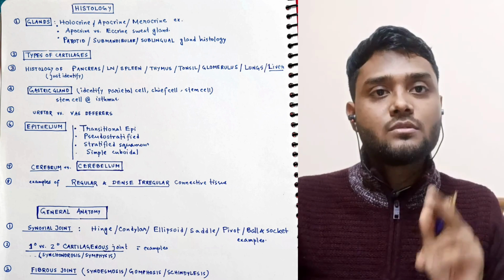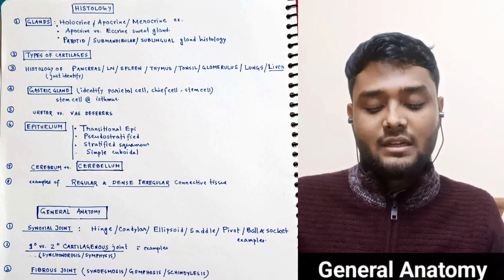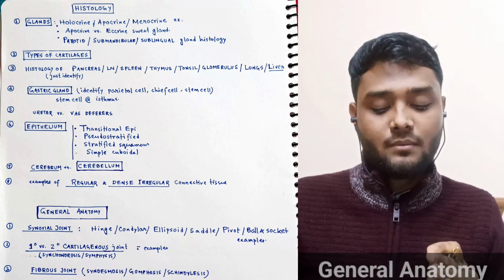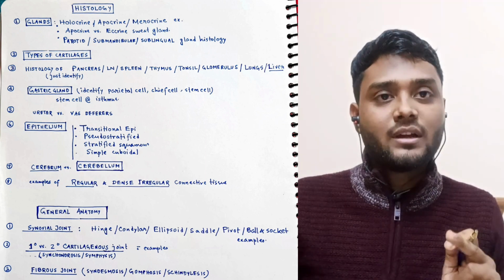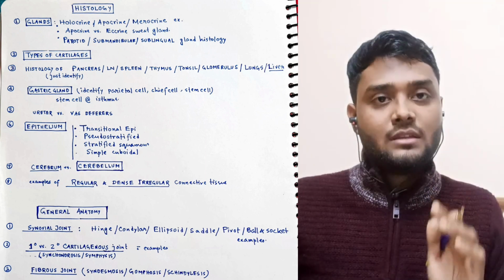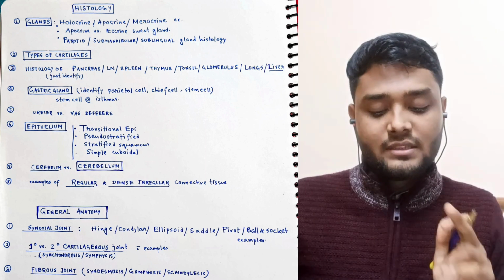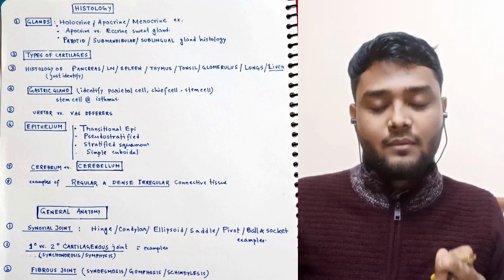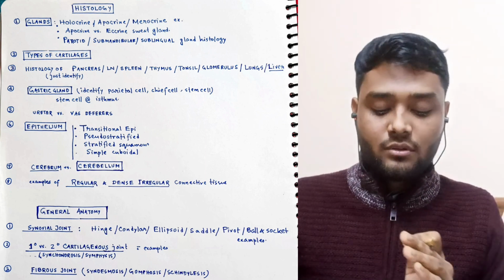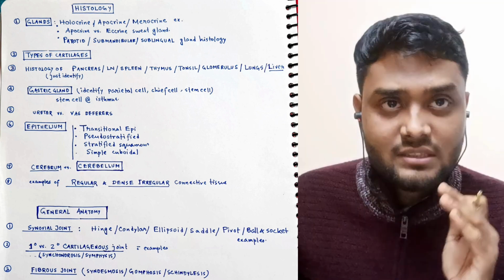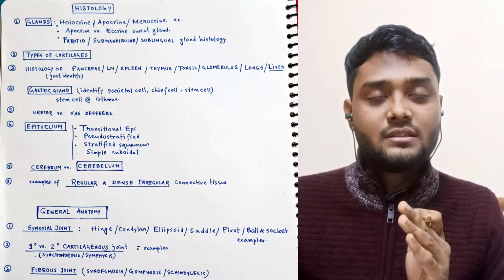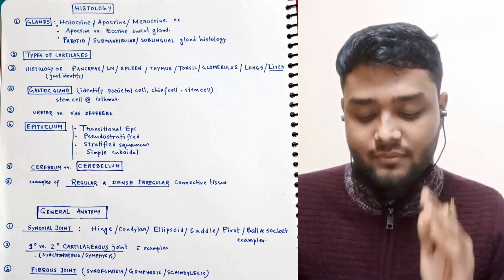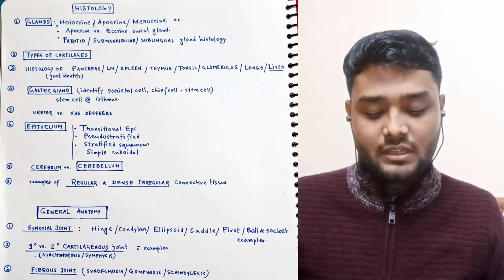Okay, then comes general anatomy. In general anatomy, read the synovial joint. What are the examples of hinge, condylar, ellipsoid, saddle, pivot, and ball and socket type of synovial joint? Then read about the primary versus secondary cartilaginous joint with examples: primary cartilaginous joint, also known as synchondrosis, and secondary cartilaginous joint, also known as symphysis. You need to know their differences and their examples. Then the fibrous joints: syndesmosis, gomphosis, and schindylesis.